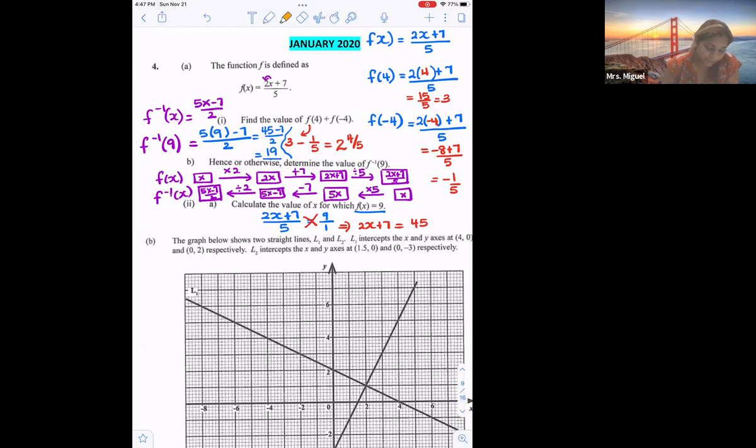So the first thing we're going to do, we're going to move the positive 7. So this becomes negative 7. So this is 2x is equal to 38, x is equal to 19. The x value is 19.